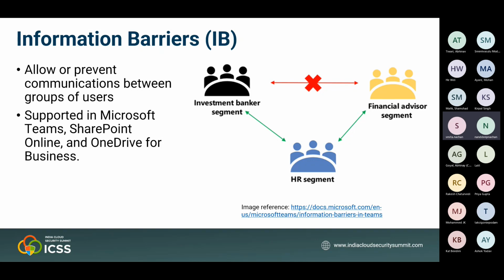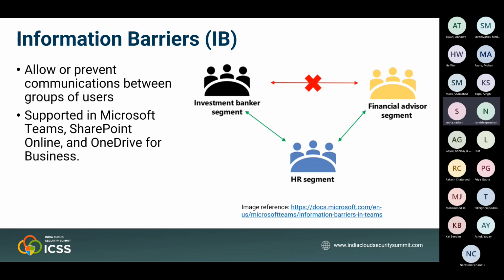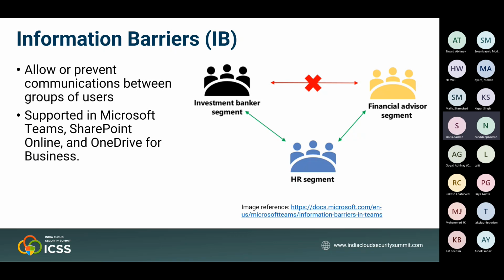This may include scenarios where you want to restrict the communication and collaboration between two groups to avoid a conflict of interest occurring in your organization. This may also include situations when you need to restrict the communication and collaboration between certain people inside your organization to safeguard the internal information. These information barriers are supported in Microsoft Teams, SharePoint Online, and OneDrive for Business.